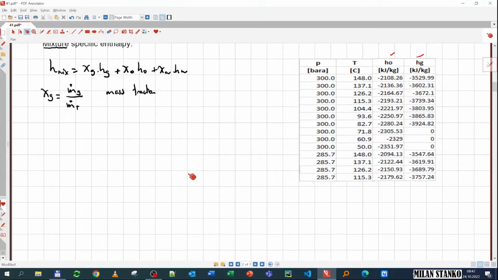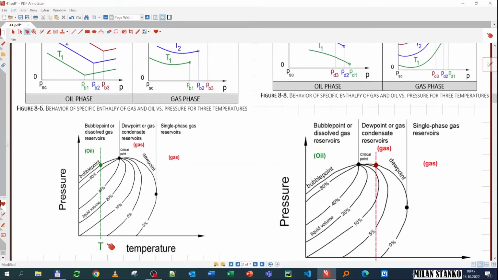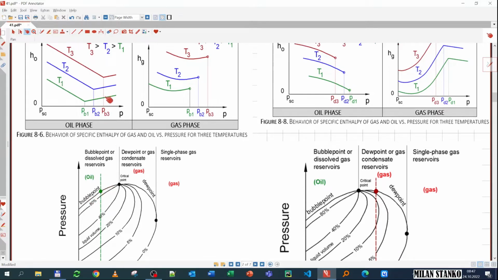And let's see how it looks with pressure and temperature. This is if the fluid is an oil, at a fixed temperature while I'm changing the pressure. You see that if I increase the pressure at a fixed temperature, the enthalpy is going to go down, and then when I reach the bubble point pressure, it changes trend and goes up. The same thing for different temperatures, and if I increase the temperature, the enthalpy is also going to go up. In this case, as I increase the temperature, the bubble point is also increasing, so this change of trend is moving to the right.